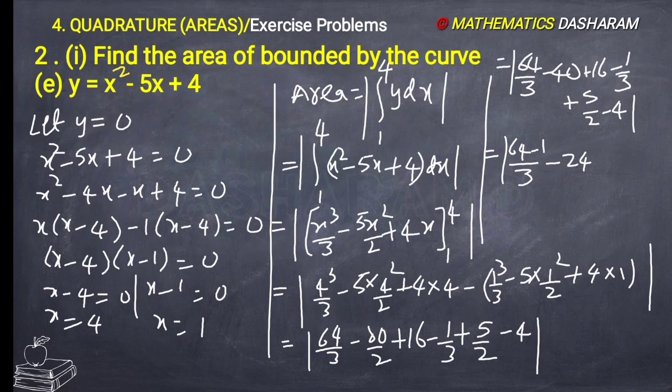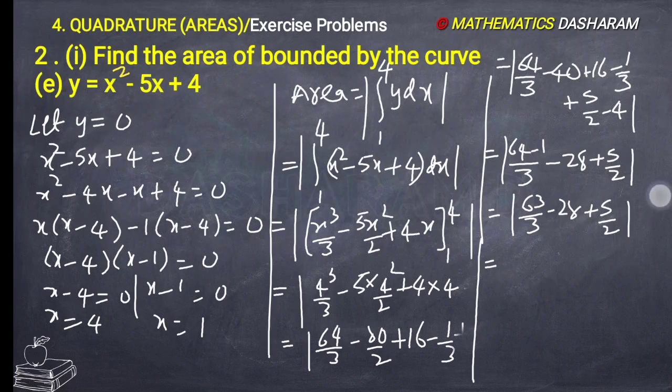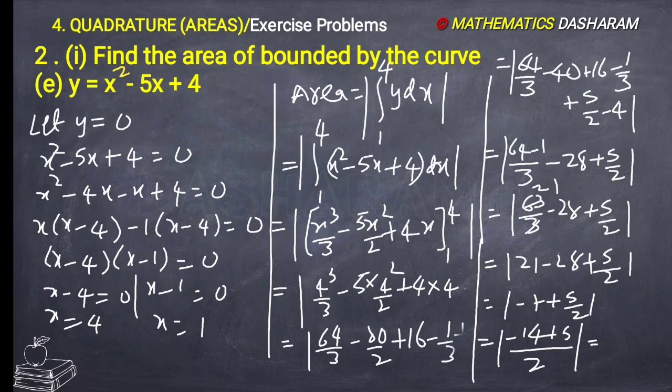Minus 24, and here 1 minus 4 is there. Minus 24 minus 4 is minus 28, plus 5 by 2. So it equals 64 minus 1 is 63 by 3, minus 28 plus 5 by 2. So here 3 twos are 6, 3 ones are 3. So 21 minus 28 plus 5 by 2. 21 minus 28 is minus 7. So it equals minus 14 plus 5, which is minus 9.